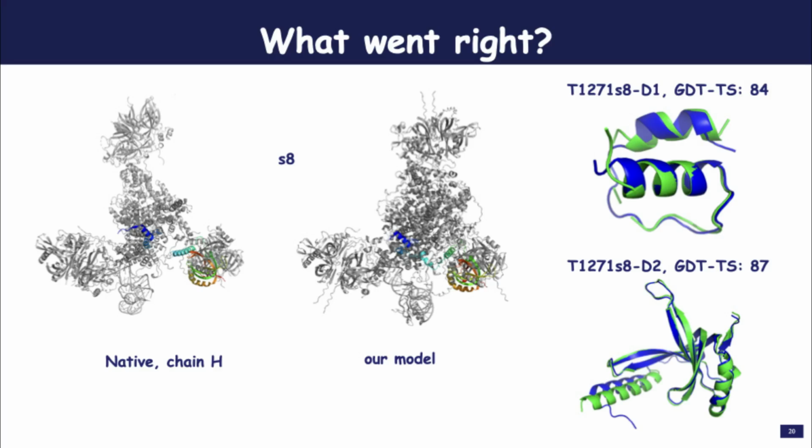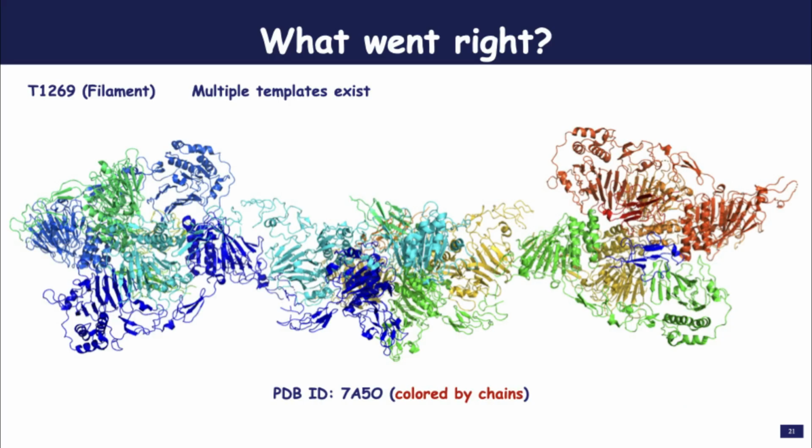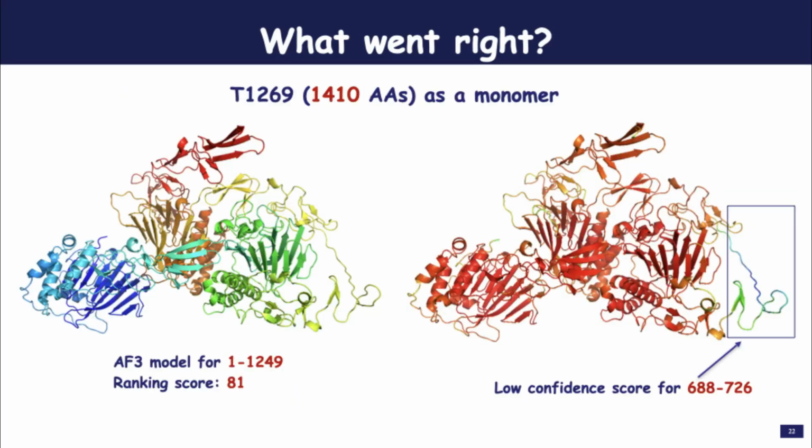Okay, let's move to the next target. This is a filament. In fact, at the beginning it was just released as a monomer, but later it was re-released as a filament. For this one we found multiple templates in the PDB. This is one we took a closer look at. This is the PDB entry colored by different chains. You can see this is very big. This chain spreads from this side to this side. We use this as a template later for superposing.